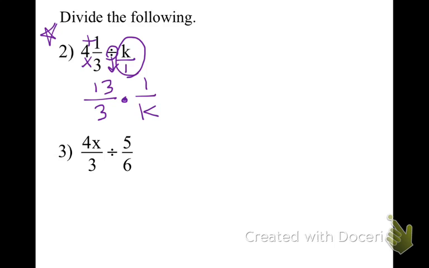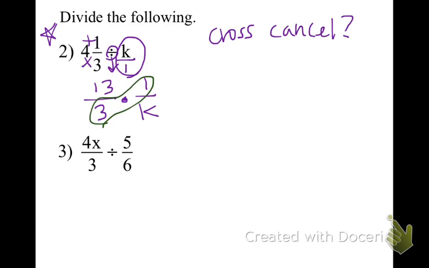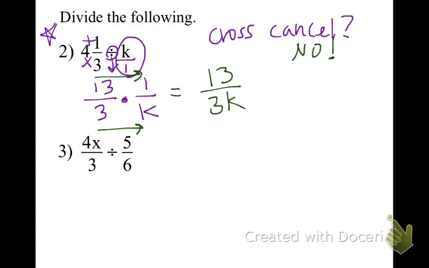And then we need to check. Can we cross cancel? So I take a look. I have 3 and 1, nothing to simplify. 13 and k, nothing to simplify. So no, I cannot. So it's going to just multiply straight across. I get 13 over 3k, and that is going to be my answer. Now on your own, go and try number 3.